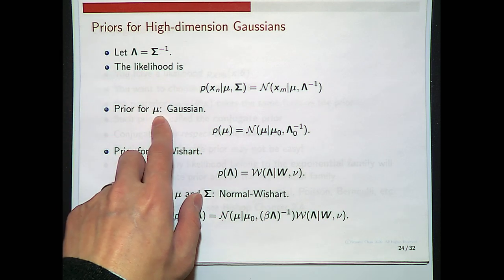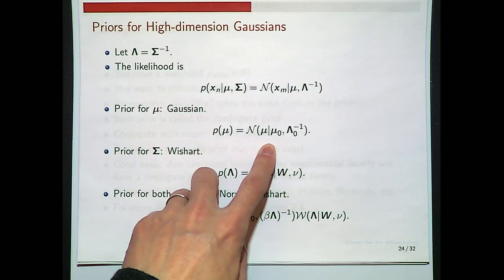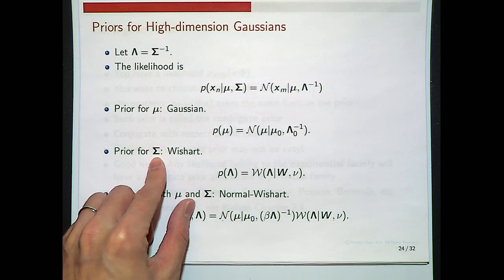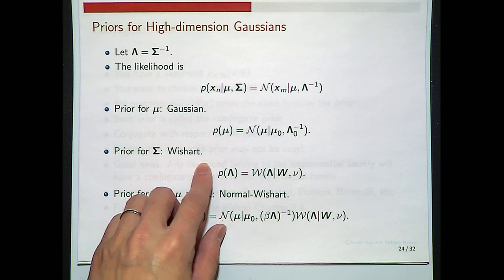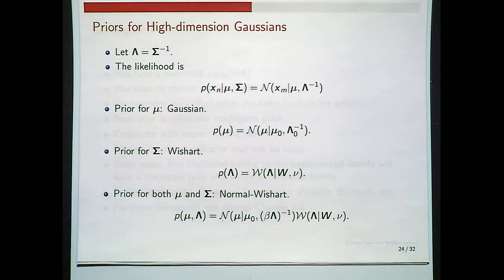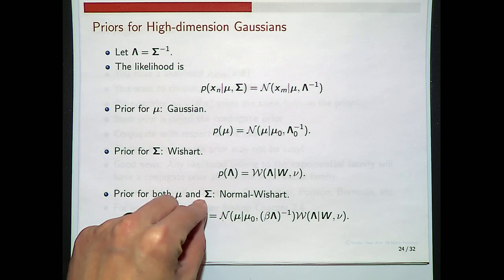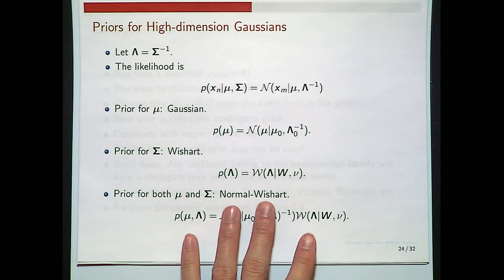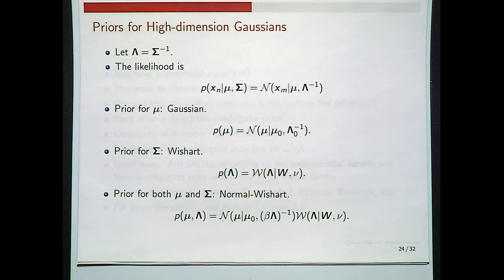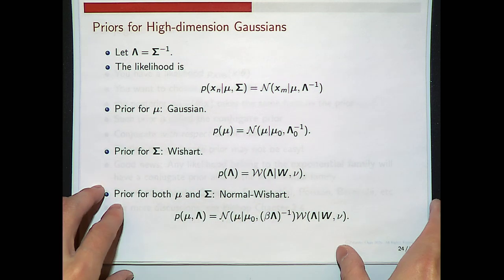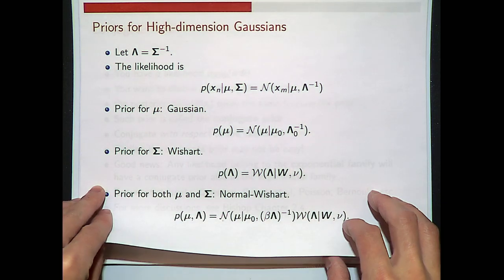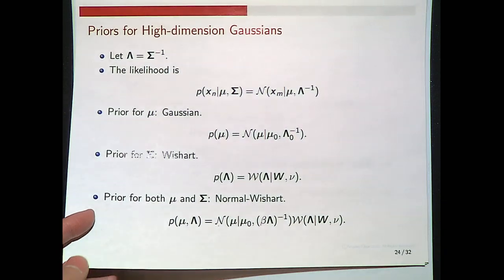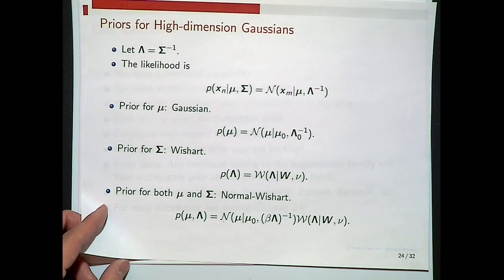The prior for the mu is a Gaussian. The prior for the covariance matrix is called the Wishart distribution, something that, again, I don't remember the formula. Prior for both mu and sigma is called the normal Wishart distribution. If you're interested, you can go on the internet, and you can find a lot of information about these distributions.